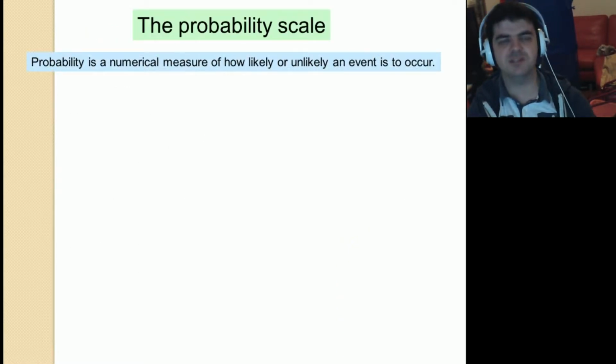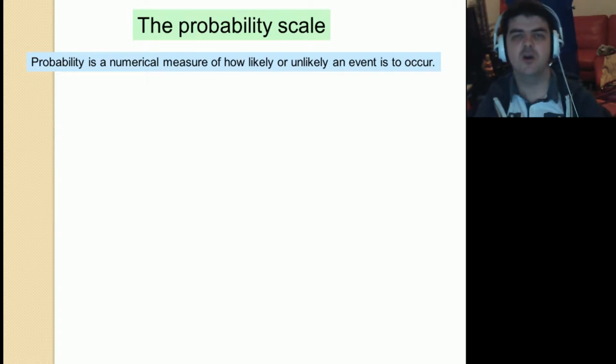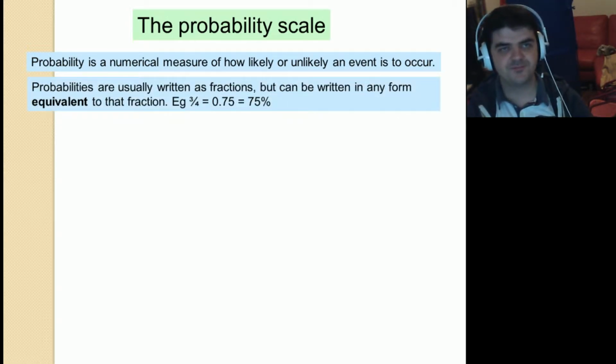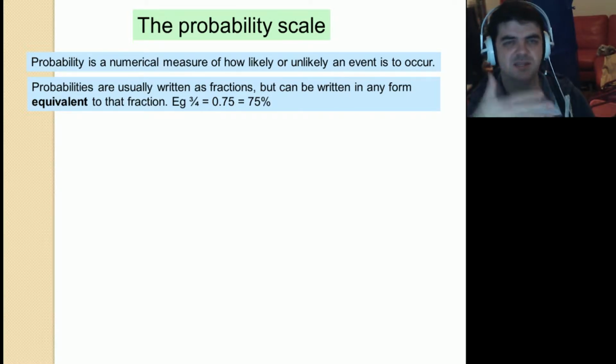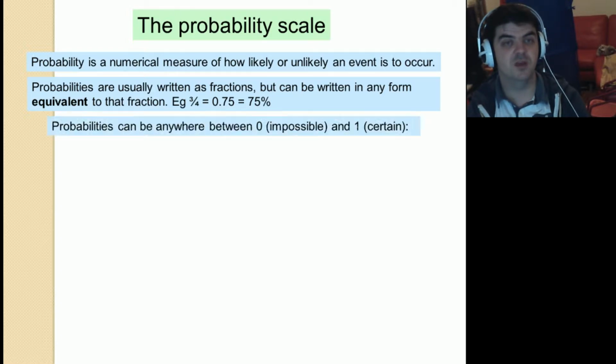So probability is a measure of how likely or unlikely an event is to occur. Probabilities are usually written as fractions like we've been doing, but you could write them as decimals and percentages, because you can easily switch between those, as we've discovered beforehand. So 3/4 could be 0.75 or 75%. It's all well and good.